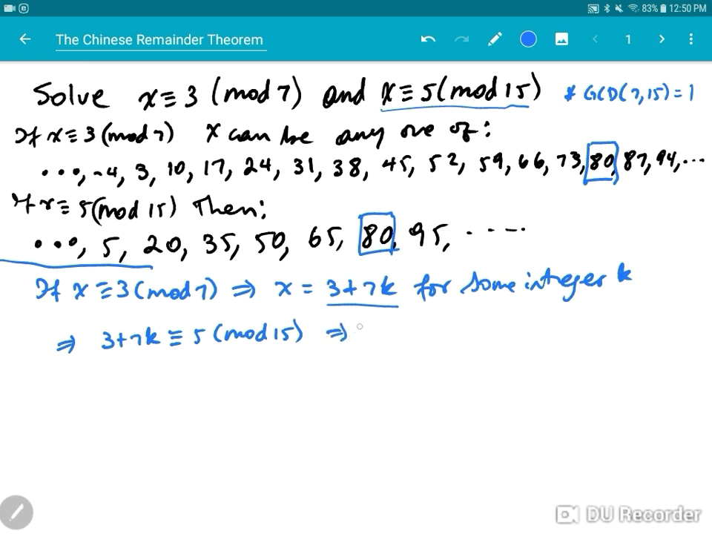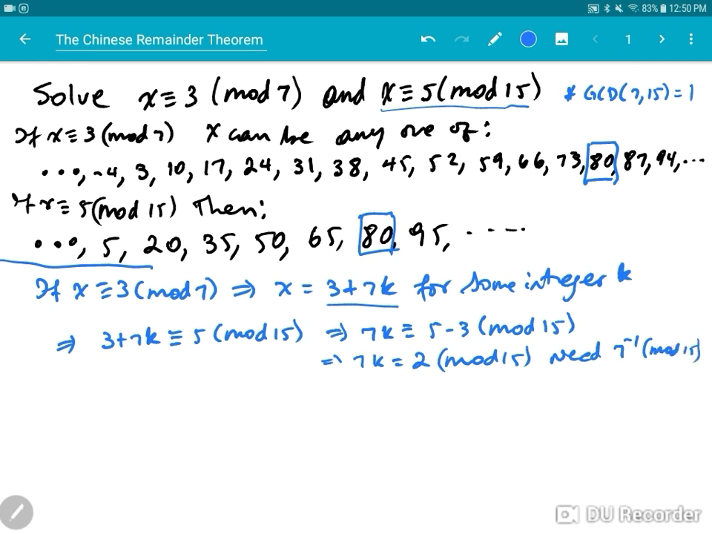Well, this is not too hard to do. 7k is congruent to 5 minus 3 mod 15, meaning that 7k is 2 mod 15. So one more thing we need to do is find the inverse of 7 mod 15 and multiply out to get the value of k. Well, I'm thinking out loud here. I need 7 inverse mod 15. I can use the Euclidean algorithm to find the inverse of 7 mod 15. That's actually what I have to do if the numbers were large. But now I'm just thinking out loud.